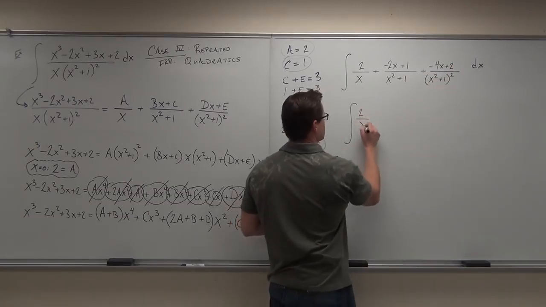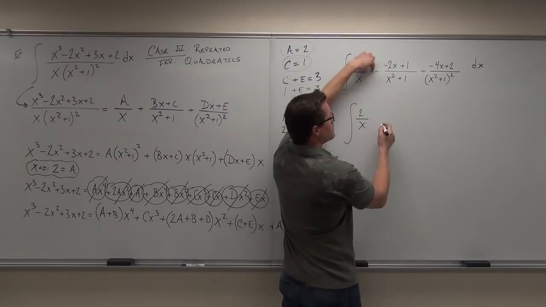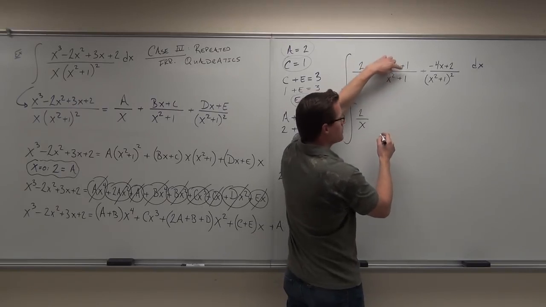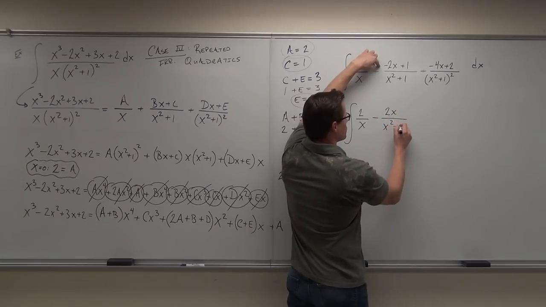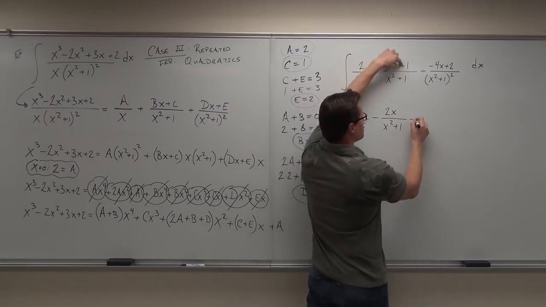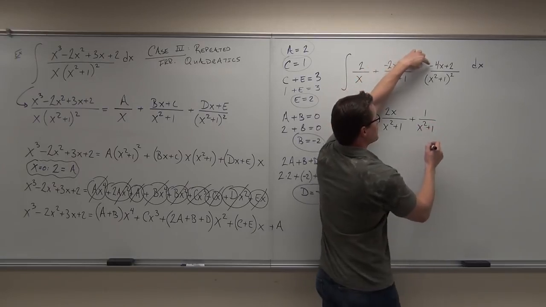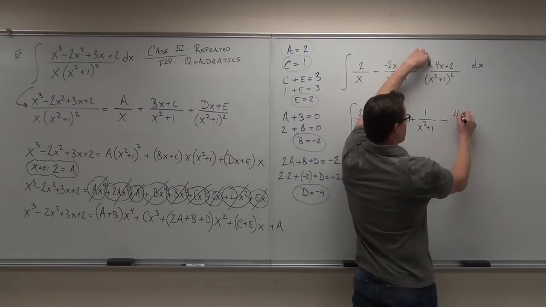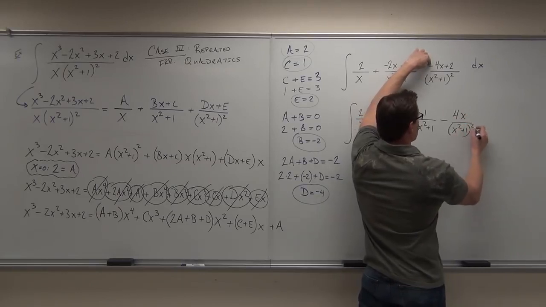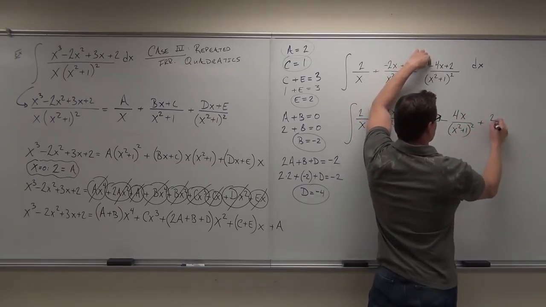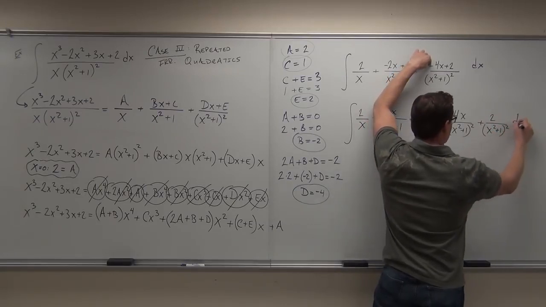So we have 2 over x. Here's what I'm going to do. Please watch carefully. Notice how I didn't bring down the minus because I didn't change the sign. I'm going to have minus 2x over x squared plus 1. I can leave this plus and have plus 1 over x squared plus 1. I'm going to leave this minus and do minus 4x over x squared plus 1 squared. And then I'm going to have plus 2 over x squared plus 1 squared dx.